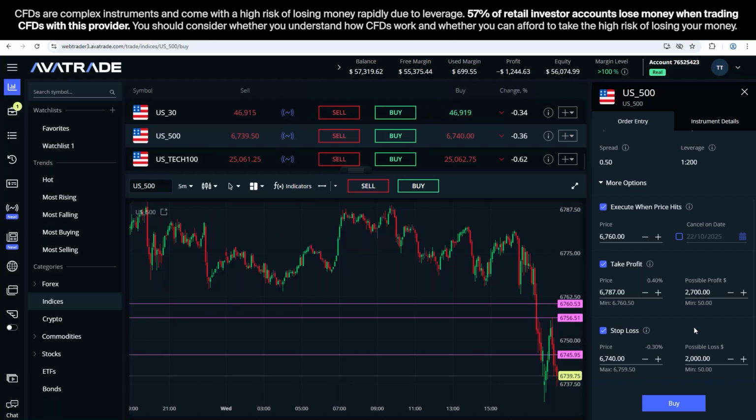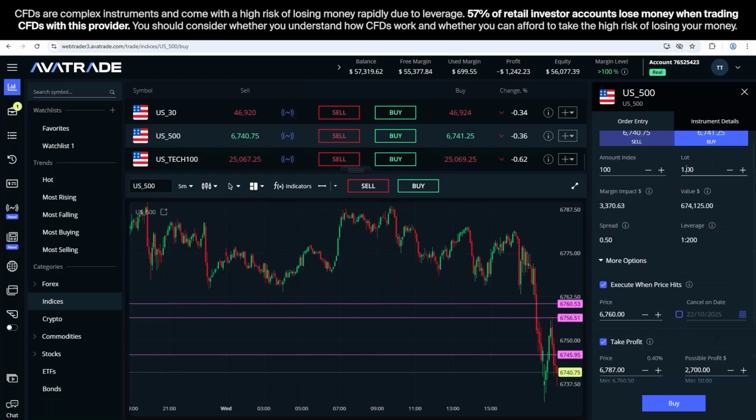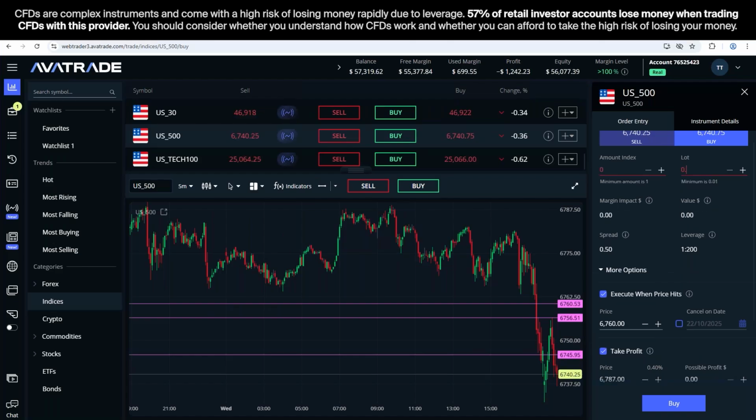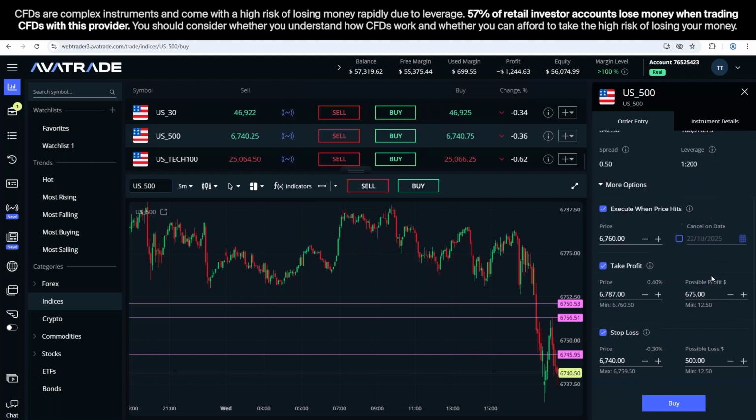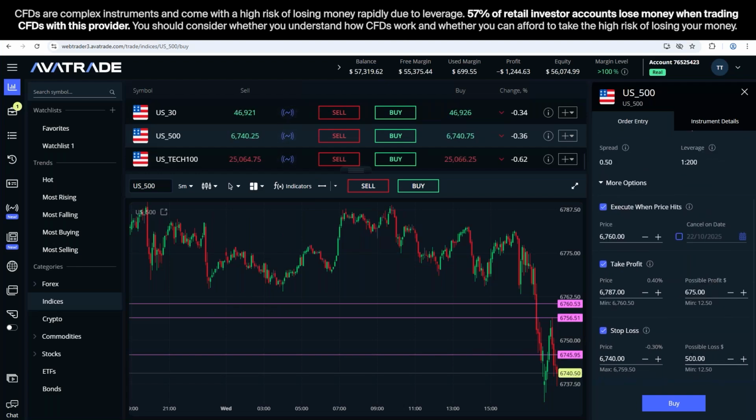So we've got this set up. Now the question is, is this trade size what I want? And this is where the risk management comes in. Perhaps I only want to risk 500 per trade, or 1% of my balance per trade, or whatever that might be. And so if I do a quarter of a lot, now I'm risking 500, which is less than 1% of my balance, and I'm trying to make 675, which is more than 1% of my balance.